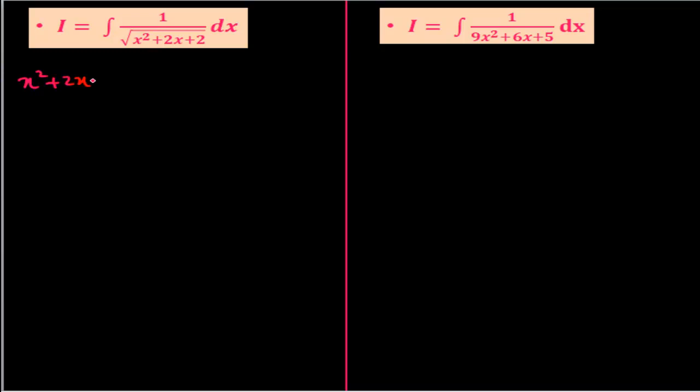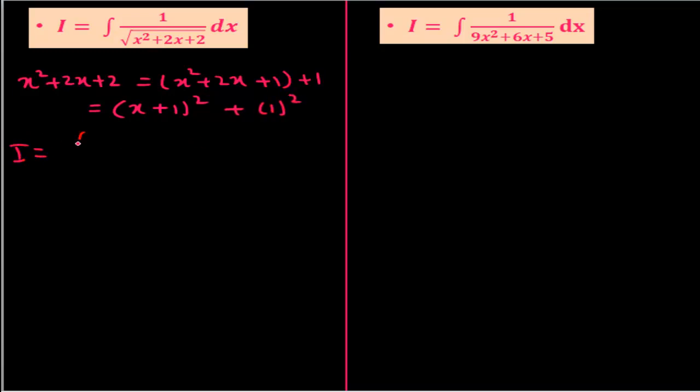X square plus 2x plus 2. You can see we can write it as x square plus 2x, and this 2 can be written as 1 plus 1. So the terms within the bracket get converted into a perfect square, which is square of x plus 1, and this leftover 1 can be written as square of 1. So our integral is now 1 over square root of x plus 1 whole square plus square of 1 dx.